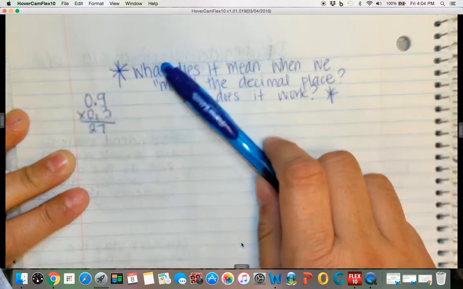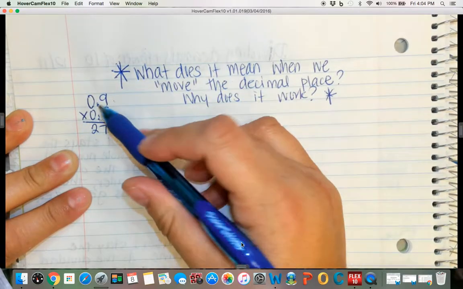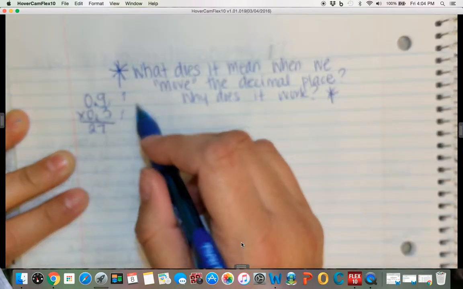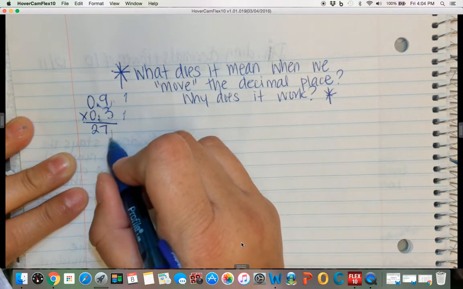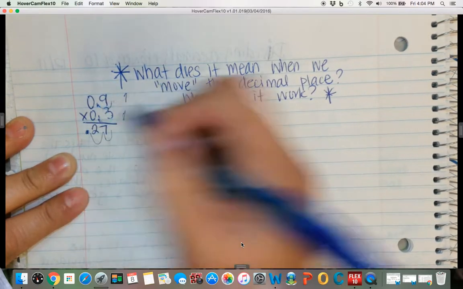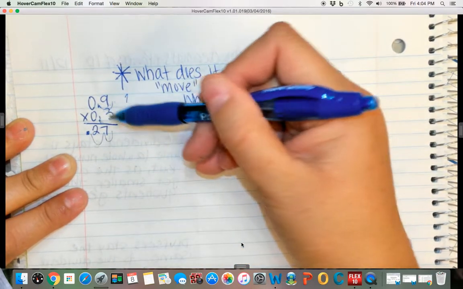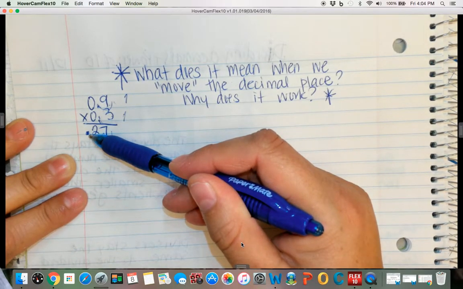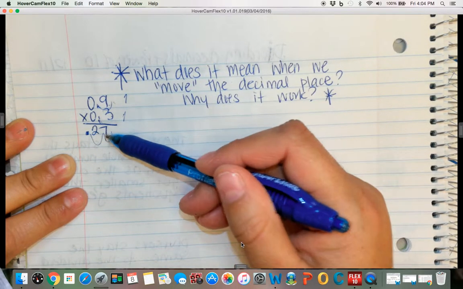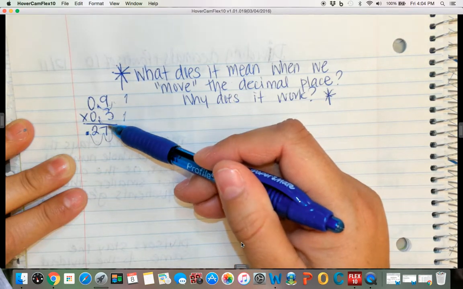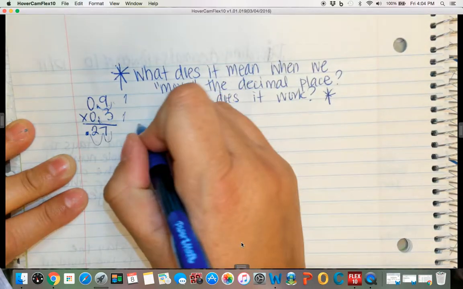And then I know that my answer, I have a decimal place here and a decimal place here, so it goes in 1, and a decimal place here, so it goes in 1. So my answer is going to go in 2. 1, 2. We've learned that. That's the quick, easy way. I'm multiplying a tenth by a tenth, so my answer will be 100th. That's why it works. That's why we move it. We know we have a tenth times a tenth equals 100th.